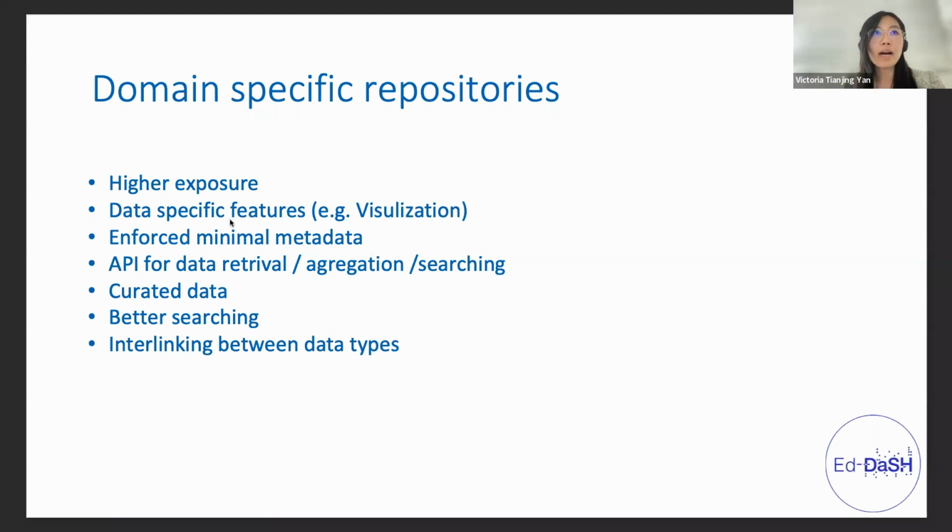Great, so just a few more slides on data repositories. There are some advantages, of course, to using domain-specific repositories. It's just that you could get higher exposure. You will have data-specific features. And these platforms enforce a minimal metadata standard. And it's very likely they have an API that has a public data retrieval aggregation function. And it's possible to have more curated data and better searching and interlinking between data types.